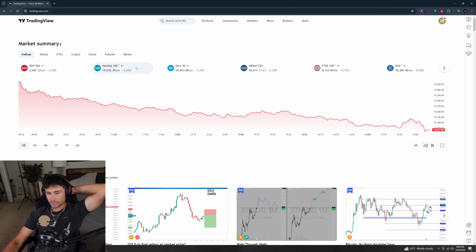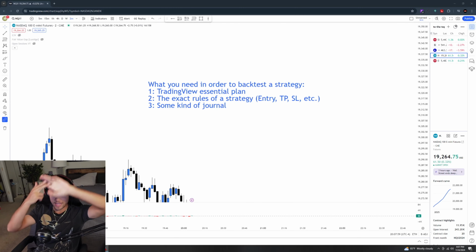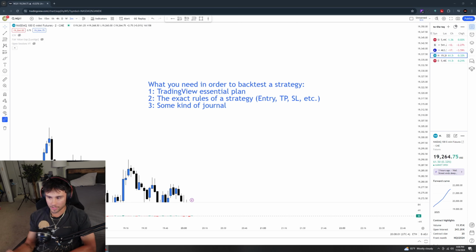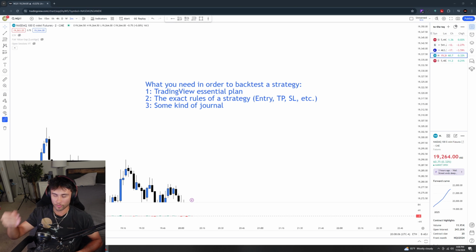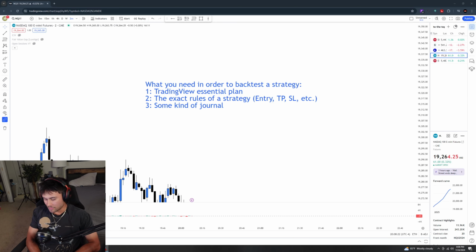After you've made sure you've got the essential plan, we are ready to hop onto the charts. So the three things you need to backtest your strategy are: one, the TradingView essential plan, like we just went over; two, the exact rules of a strategy. By the exact rules, I mean knowing exactly where you're going to take your entry, what you're going to look for to execute an entry for a given strategy, where your take profit is going to be, and where your stop loss is going to be. That also includes everything else within your strategy, basically knowing exactly how you're going to replicate this trade as if it were the live market.